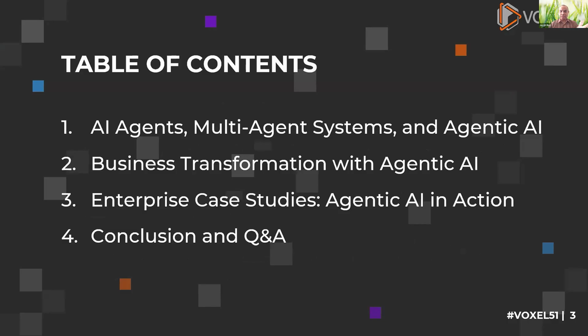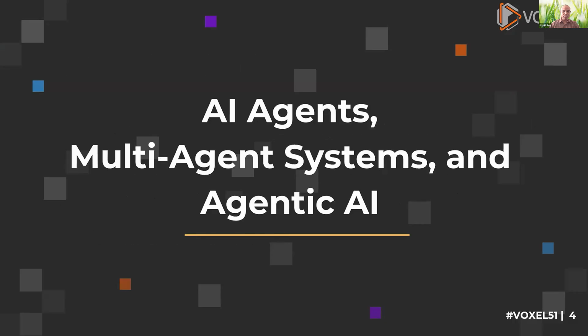Moving to the next slide, a quick table of contents. First, as I was saying on the previous slide, we'll talk about AI agents, multi-agent systems, and Agentic AI. These are three different systems. We'll not go very fast. We need to understand these systems to understand how different systems can be used in different business contexts. Next, we'll talk about how you are transforming business with the help of the agentic world. Then examples, enterprise case studies, and then we'll have a conclusion and Q&A.